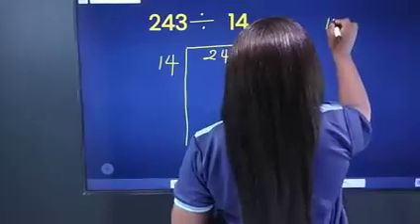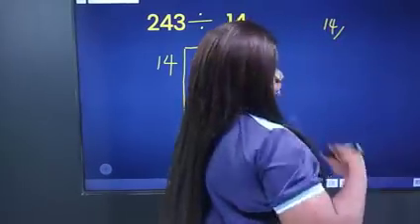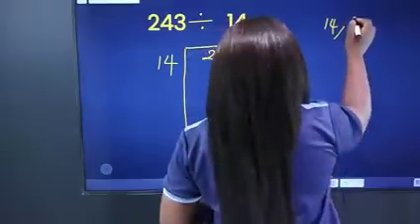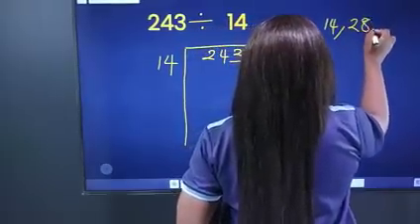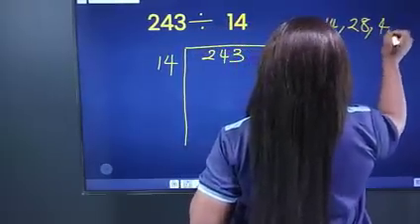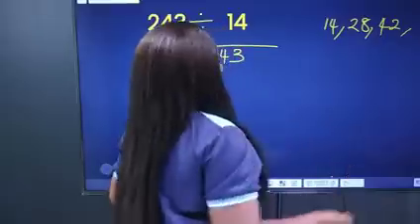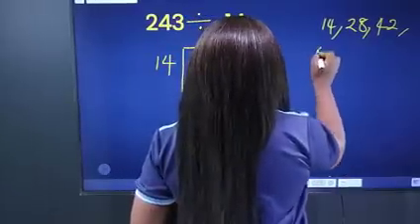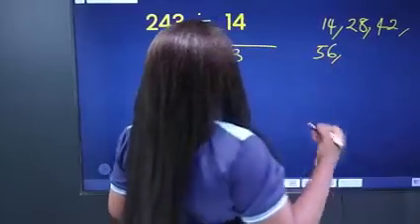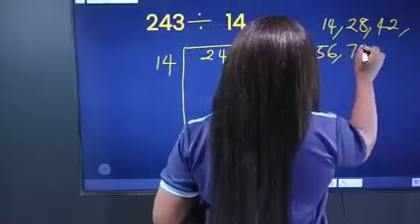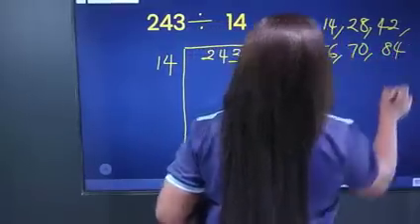So let's skip count. 14 times 1 is 14. 14 times 2 is 28. And the next one will be 42. So what will be the next number? That will be 56. And what will be the next number? That will be 70 and 84. Let's stop here for now.